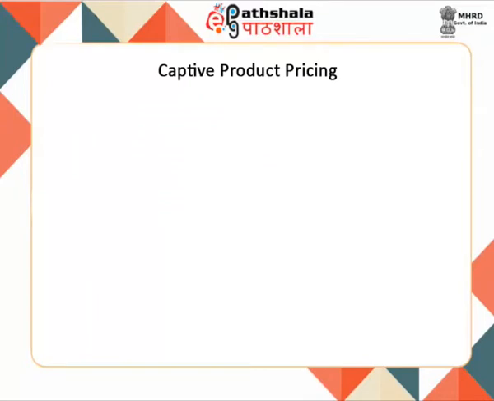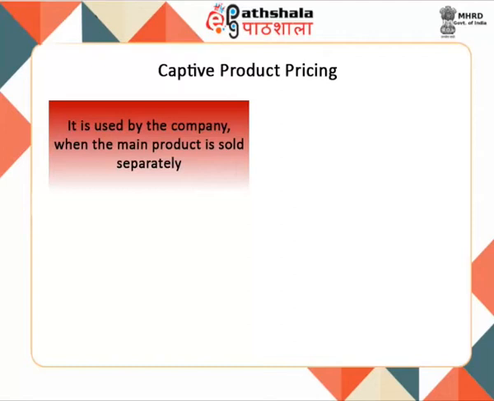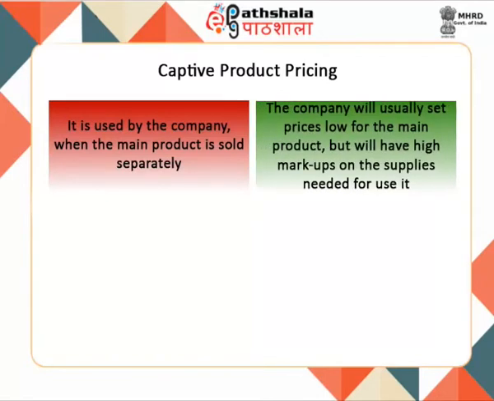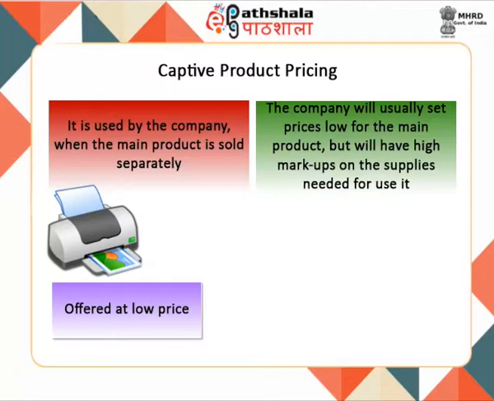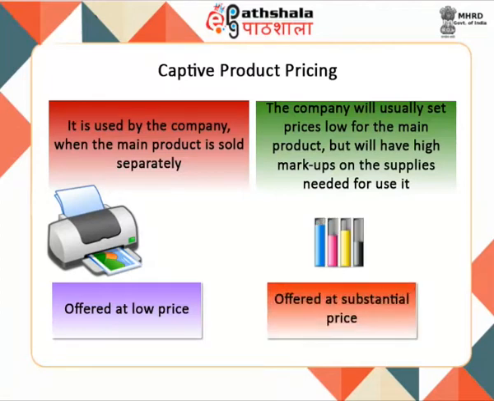Captive product pricing. The captive product pricing method is used by companies that market their own supplies for a main product when the main product is sold separately. Using this method, the company will usually set prices low for the main product but will have high markups on the supplies needed for using it. For example, makers of computer printers use this method by offering printers at relatively low prices, with printer ink cartridges being offered at substantial prices.